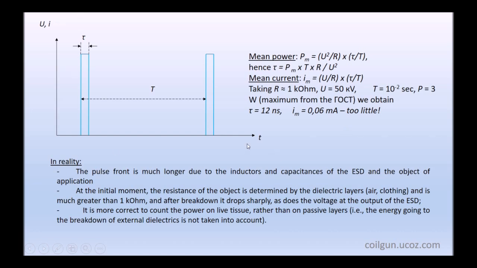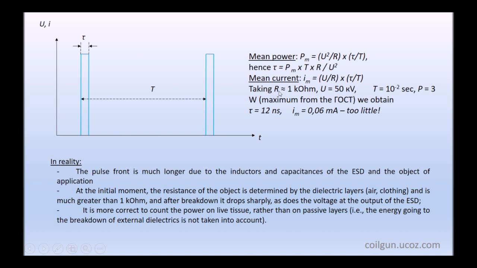Let's make some calculations. Let we have a pulse train of duration tau and period T. Mean power is given by such an expression. Here is tau and here is mean current. You can note that mean current is proportional to the voltage in the first power, and mean power is proportional to the square of the voltage.